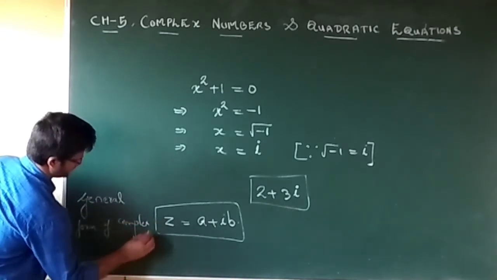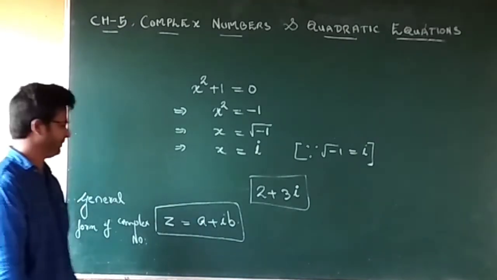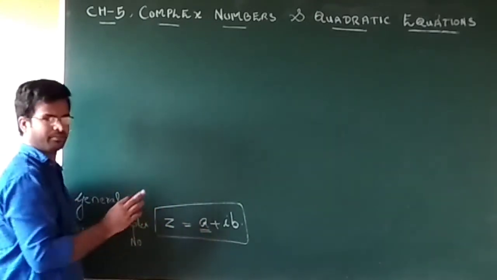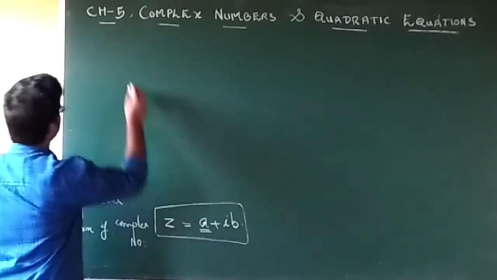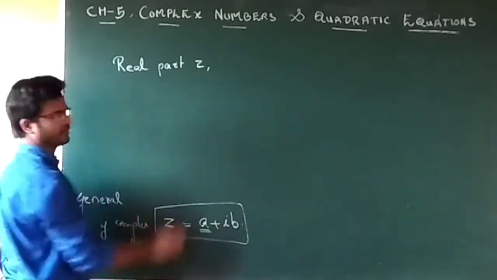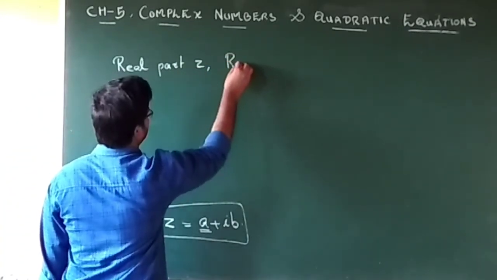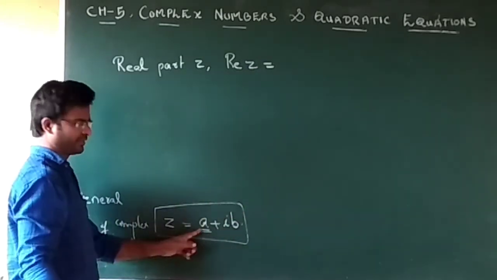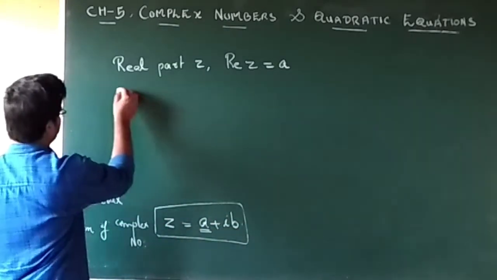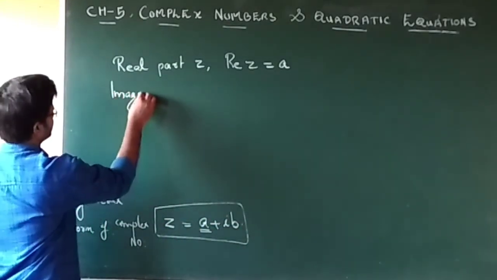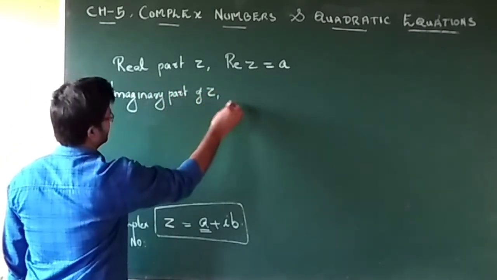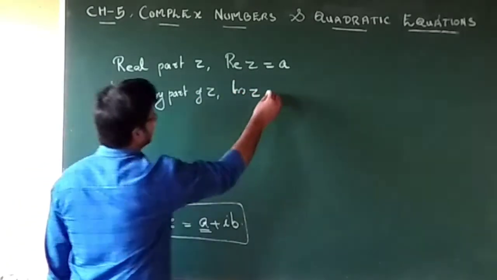The general form of a complex number, a plus ib, is represented by z. Here, the part without i is one real number. This part is known as the real part of the complex number z. The real part is represented by Re z, equal to a. Then with i there is one number, that is b, known as the imaginary part, represented by Im z equal to b.